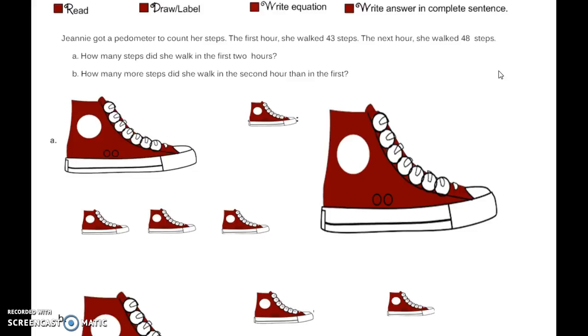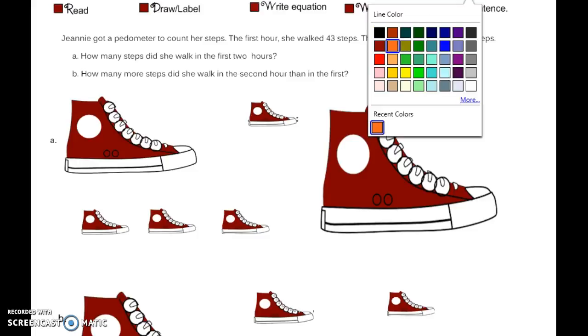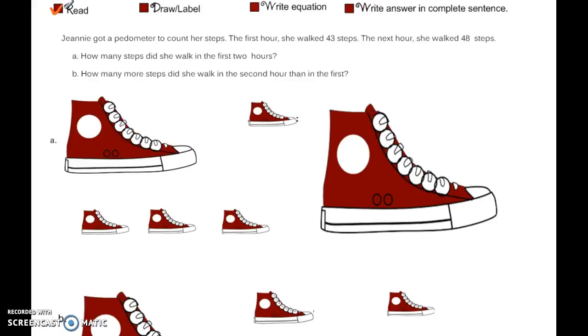So now that I've read the problem, we're going to use the RDW strategy to solve. I've read the problem through one time. Now I'm going to find all of my numbers and underline what the problem is wanting me to figure out. Let's look for some numbers. I know that I have the number 43 steps, so go ahead and circle 43 steps on your prompt. I also see that she walked 48 steps, so circle 43 and 48.